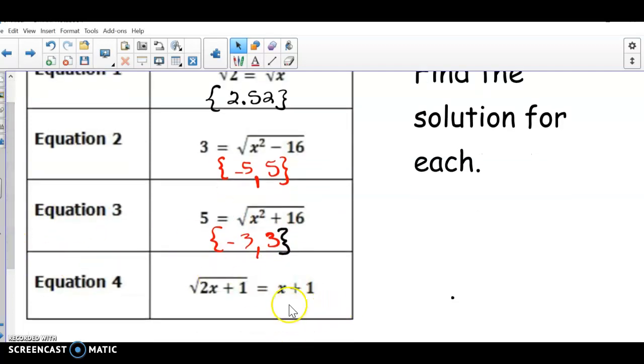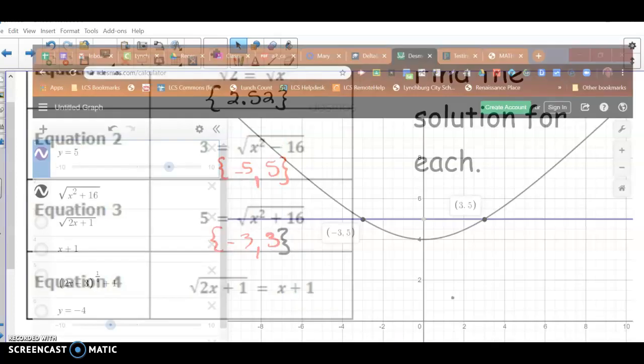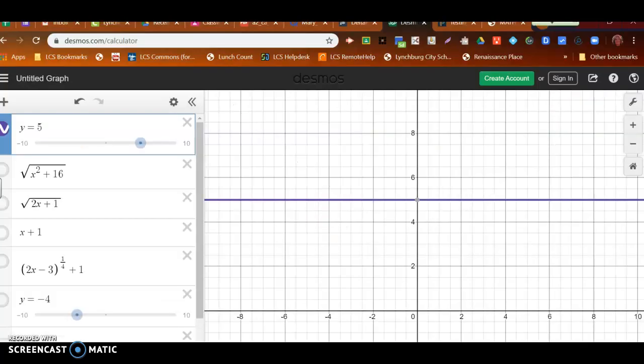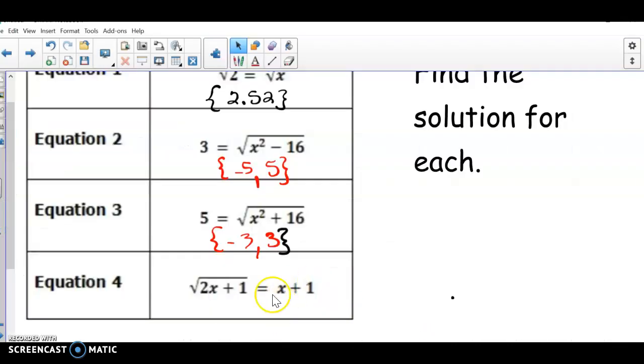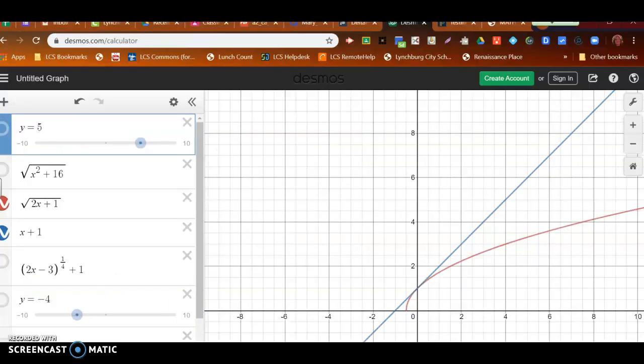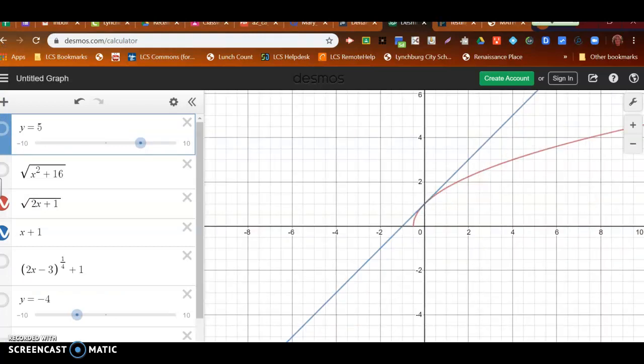For the fourth equation, we have the square root of 2x plus 1 here, and x plus 1 is the other equation over here. We already have an x in it, so I don't need to put y equals. You are more than welcome to put y equals on each one of them. Trying to see where they intersect each other. There we go. They intersect at 0. They do intersect. 0 is a different answer.